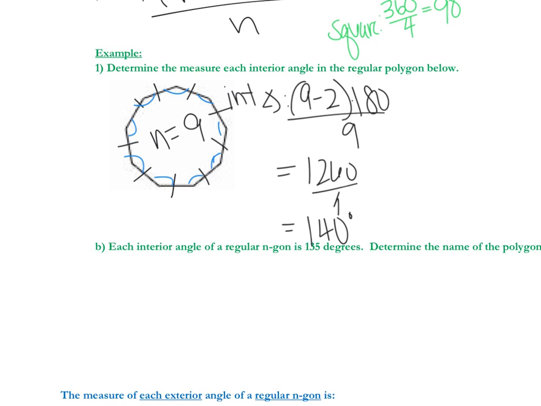Okay, so then we might have to work backwards. It says each interior angle of a regular polygon is 135 degrees. Determine the name of the polygon. So we have to work backwards in this example. So we're going to set the interior angle to 135.